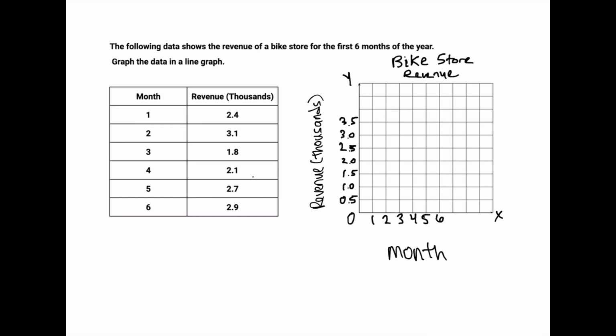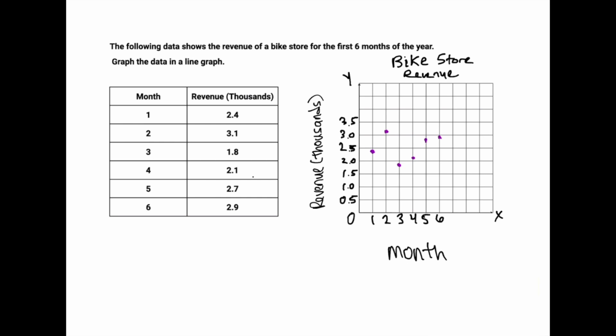In month 1, we had 2.4. That's just under 2.5. In month 2, we had 3.1. That's going to be just above 3.0. In month 3, we had 1.8. That's just below 2.0. In month 4, we had 2.1. In month 5, we had 2.7. And in month 6, we had 2.9.